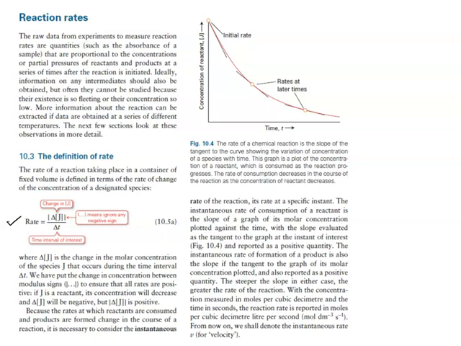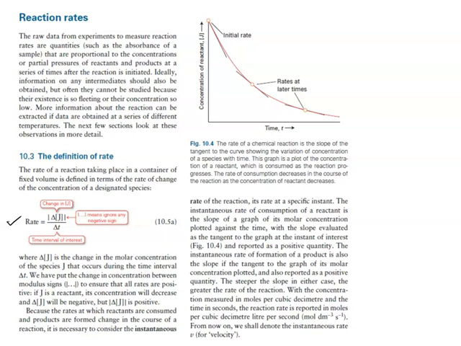If J is a reactant, its concentration will decrease, and delta J will be negative, but delta J with absolutes around it is of course positive. Because the rates at which reactants are consumed and products are formed change in the course of a reaction, it's necessary to consider the instantaneous rate of the reaction, its rate at a specific instant. The instantaneous rate of consumption of a reactant is the slope of the graph of its molar concentration plotted against time, with the slope evaluated as the tangent to the graph at the instant of interest, which is what we're looking at in figure 10.4 above.